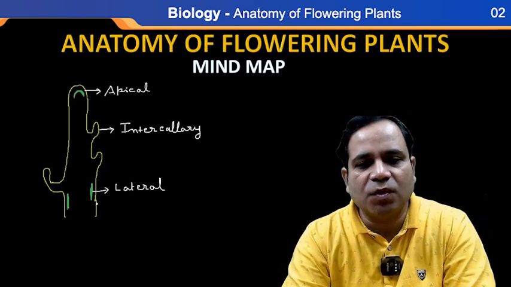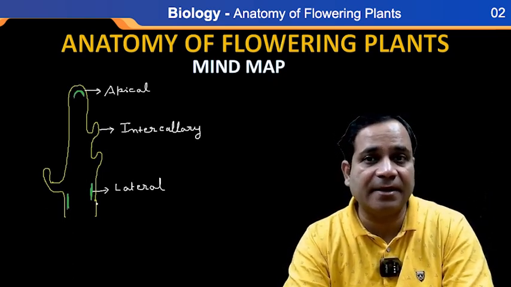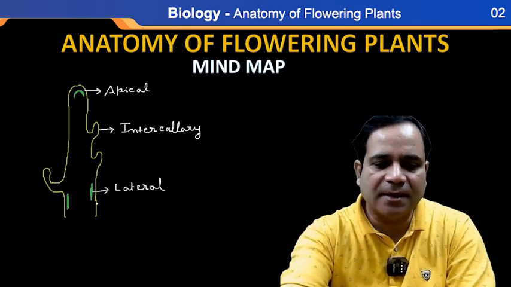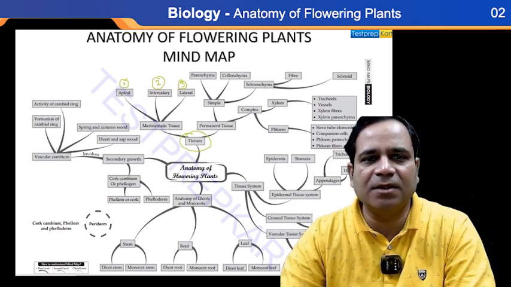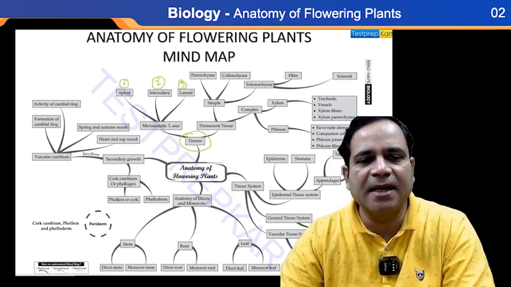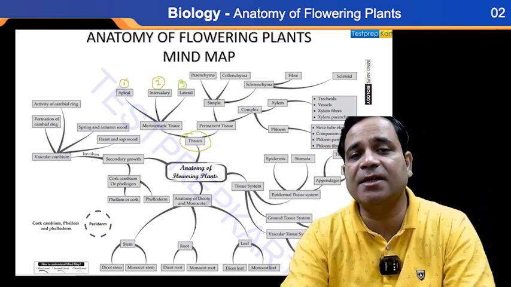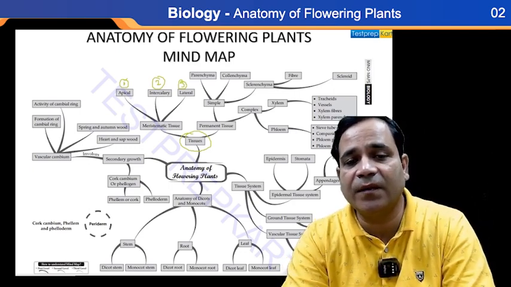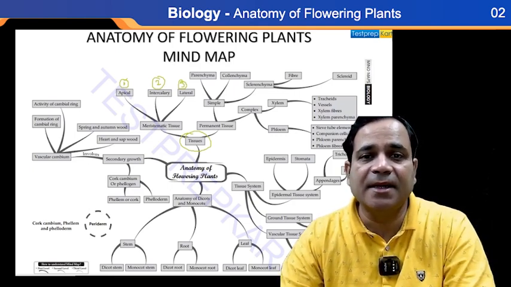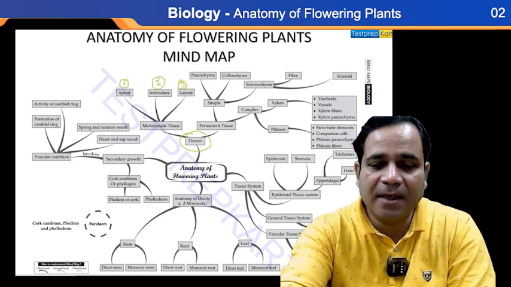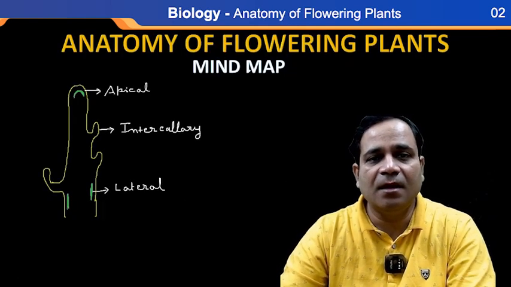Okay, so now, my dear, this one is the diagram of apical, intercalary and lateral meristem. See this mind map. So apical, intercalary and lateral, you know their positions. Now further, this permanent tissue is classified into how many parts, my dear? Two. Very good. One is simple, and the second one is complex, my dear.